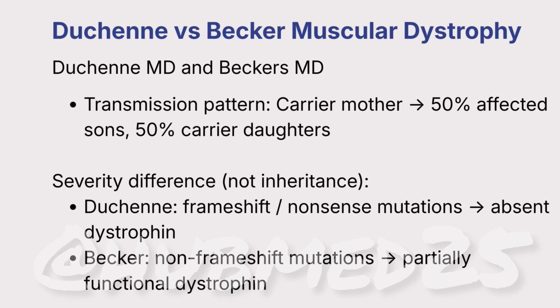Now let's compare Duchenne and Becker muscular dystrophy. Both are X-linked recessive conditions. A carrier mother has 50% affected sons and 50% carrier daughters. Why is Duchenne more severe? The key difference is mutation type, not inheritance. In Duchenne muscular dystrophy, there are frameshift or nonsense mutations. This leads to complete absence of dystrophin. In Becker muscular dystrophy, mutations are non-frameshift, so dystrophin is partially functional.